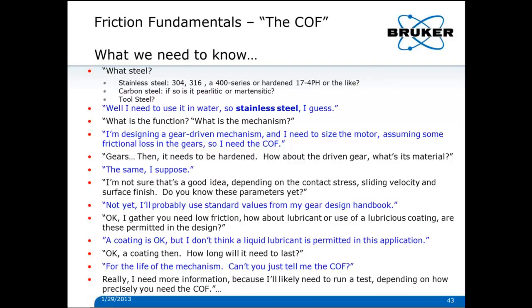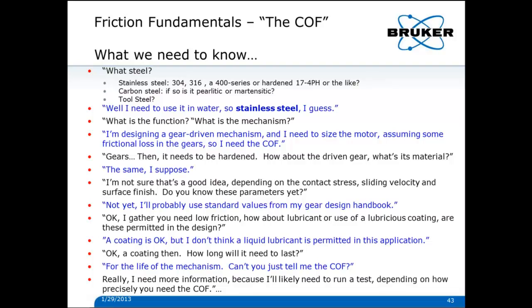Okay, I gather you need low friction. How about a lubricant or use of a lubricious coating? Are these permitted in the design? Oh, I didn't think about that. Well, coating is probably okay, but I don't think liquid lubricant is permitted in this application. All right, settle on a coating. Okay, how long will it need to last? Well, obviously for the lifetime of the mechanism.